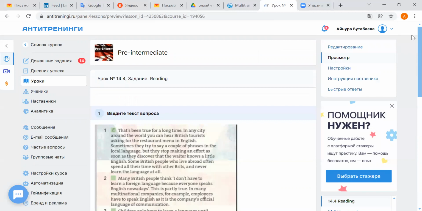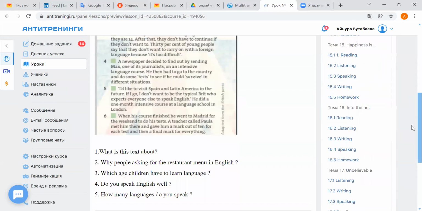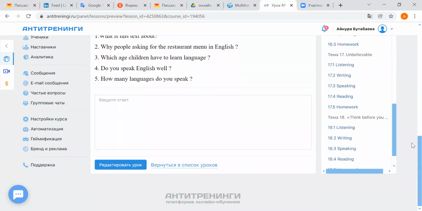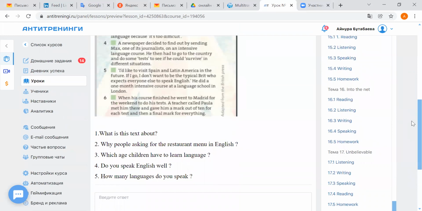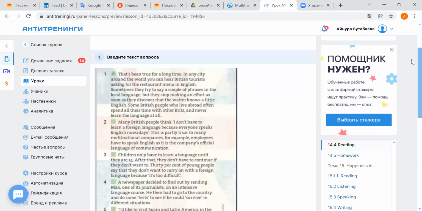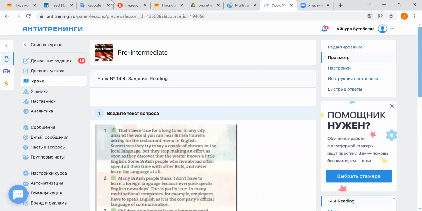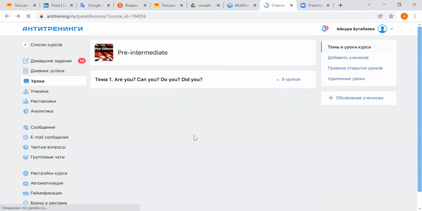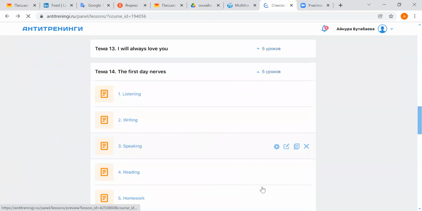Okay? Необходимо прочитать текст. Это текст про британцев. About British people and their abilities to speak English language. It's very interesting text because it talks about how English people rely on the knowledge of English language around the world. So you can read it. And they have made an experiment about it. Как обычно, необходимо ответить на вопросы и отправить их на проверку.